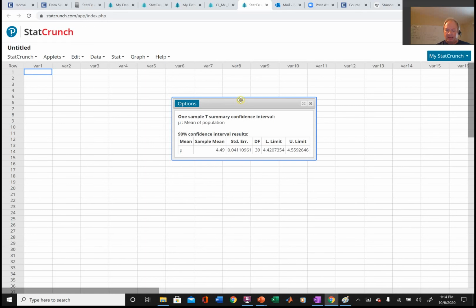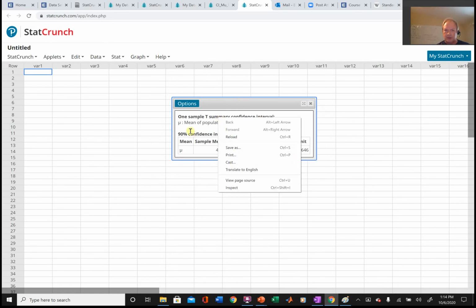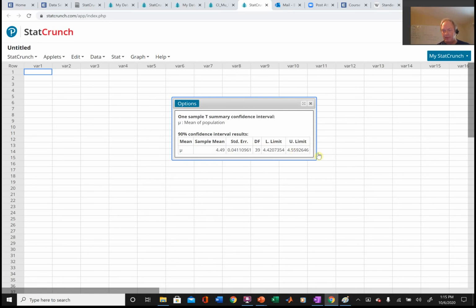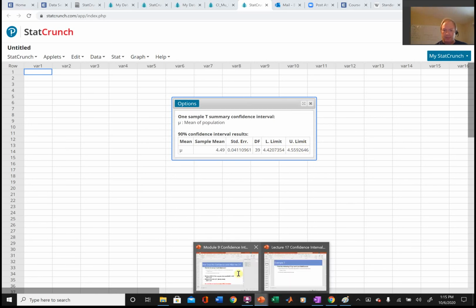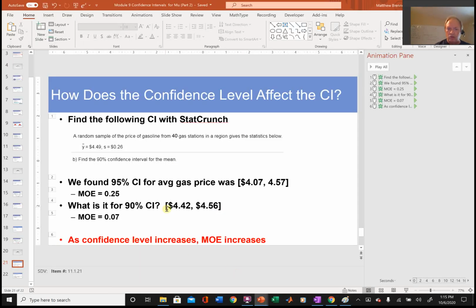And now I'm going to get a different set of values, right? It doesn't let me copy it easily. But if I go to the PowerPoint, and I've already put these values in the PowerPoint, what we see is that the new confidence interval is $4.42 and $4.56 for the 90% confidence interval.